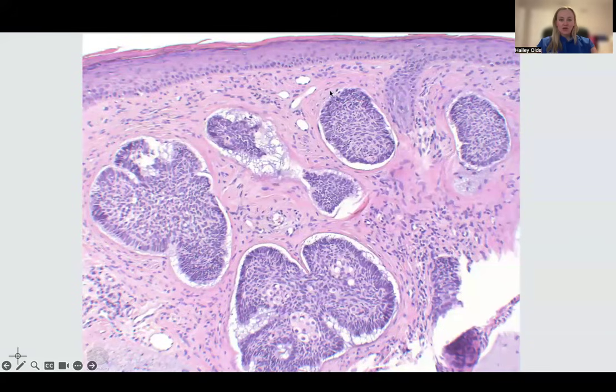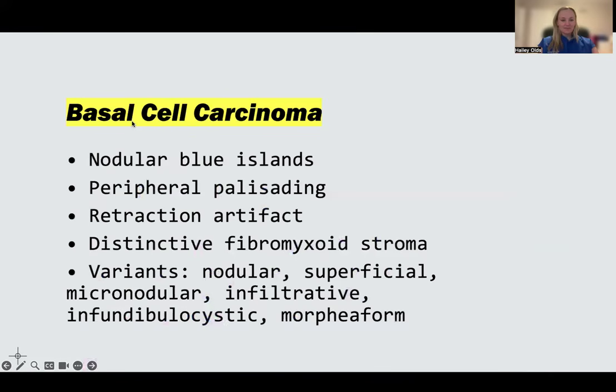So the biggest things to note here are you have islands of blue cells and they are lining up at the periphery. See how here they're lining up? Here's a good example of them lining up. That's called peripheral palisading. You see it's kind of pulling away from the stroma, which is all the pink part. And then the stroma is a little bit more bluish than normal. So that's called fibromyxoid stroma. So putting this all together, this is a basal cell carcinoma.